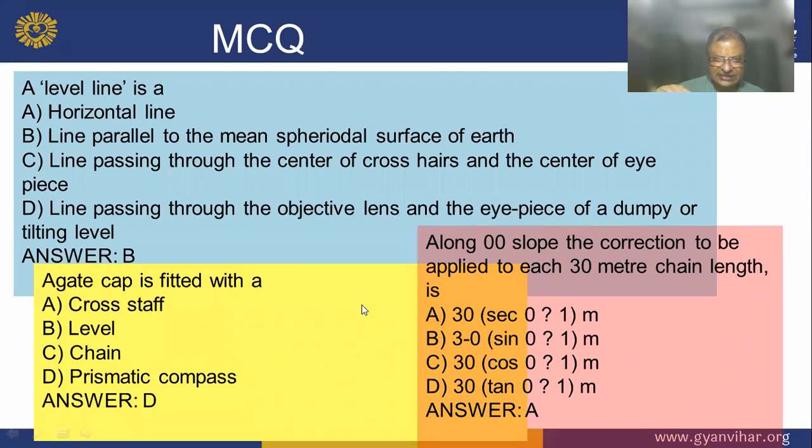Now a gate kept fitted with, what is the correct answer? Answer is D, prismatic compass. And along a 0 slope, the correction to apply to each 30 meters. So what is the correct answer? Answer is A, 30 seconds.